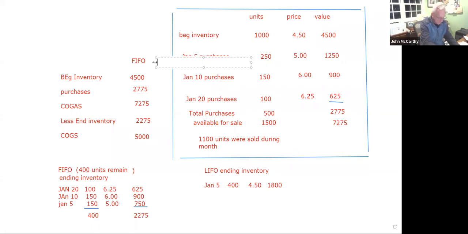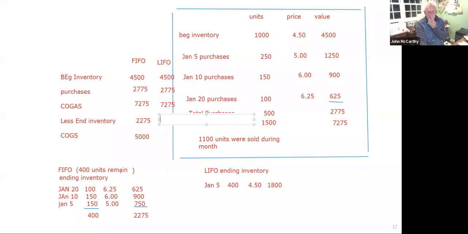Now in the LIFO, the beginning, we assume that the beginning was calculated properly, so whether it's under FIFO or LIFO, the 4,500 would have been the right amount. So you don't have to worry about that. So we'll just put that back in. And then the purchases are the same, 27.75. Cost of goods available for sale, 72.75. Now less ending inventory, that's different, okay?